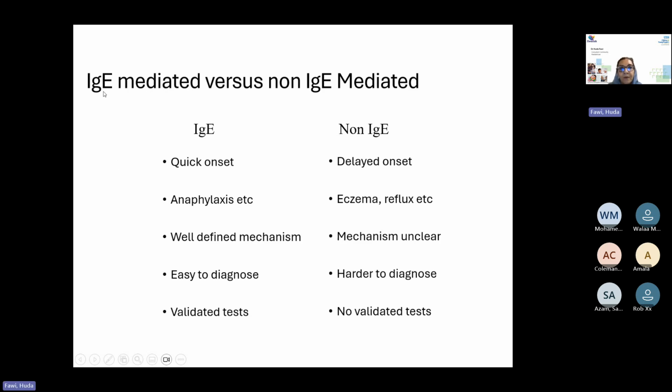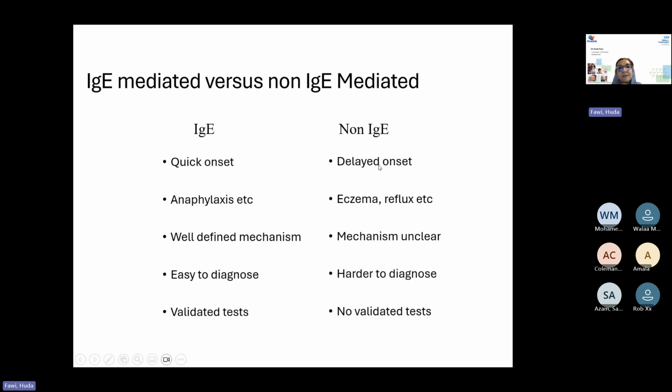So again, when we're taking the history, is it IgE-mediated versus non-IgE-mediated? In IgE-mediated, there's quick onset, anaphylaxis in severe cases. We've got a well-defined mechanism, which is the histamine release and so on. It's easy to diagnose, and we've got validated tests.